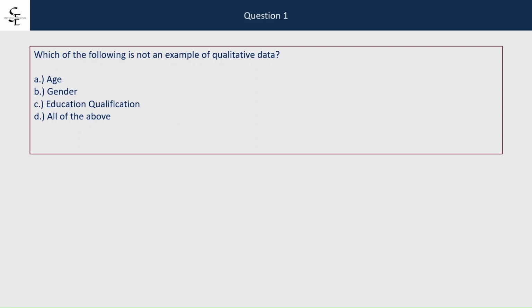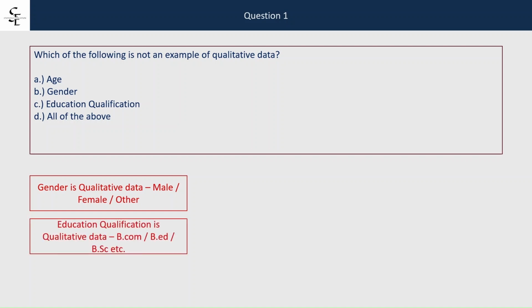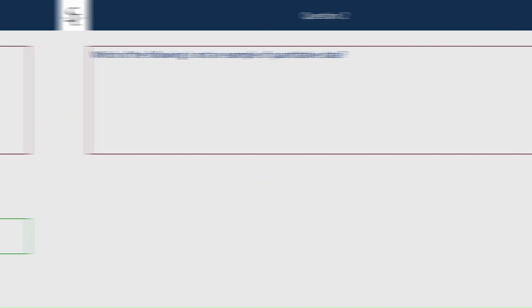Okay, let's eliminate the wrong answers one by one. Gender is qualitative data, thus it is not the right answer. Educational qualification is qualitative data, thus it is not the right answer. All of the above is not the right answer because age is quantitative data while gender and educational qualification is qualitative data. Thus, the right answer is age as it is quantitative data.